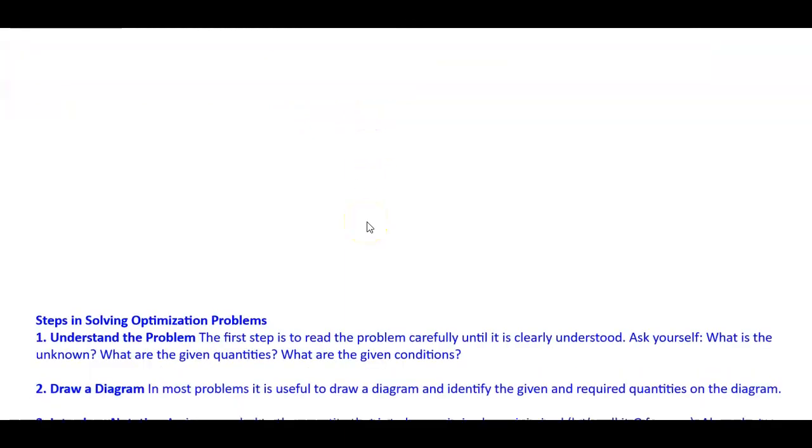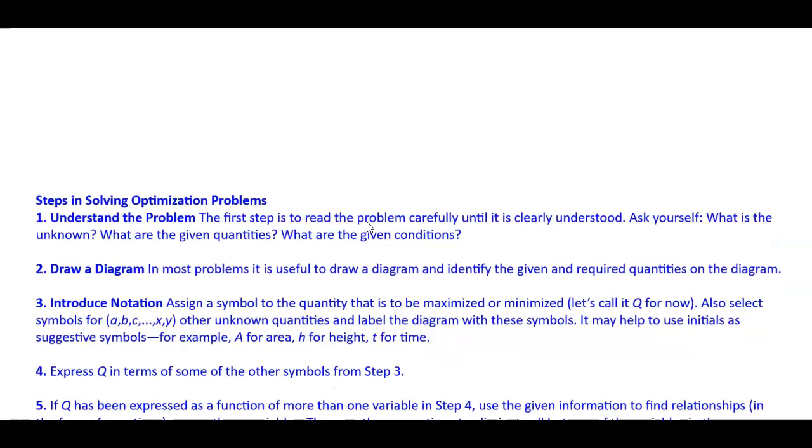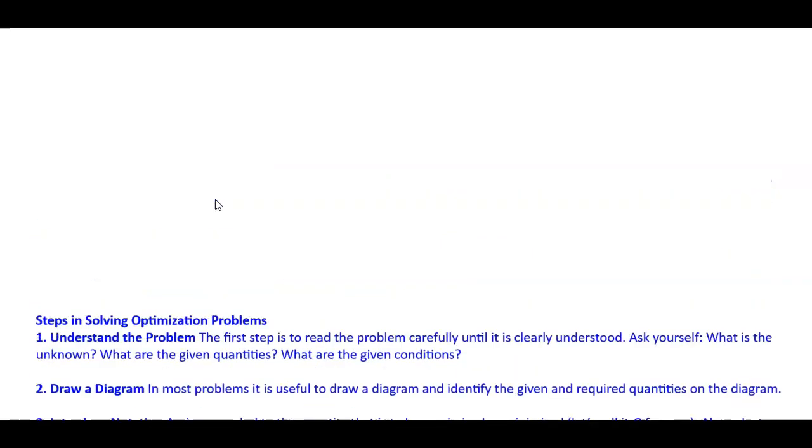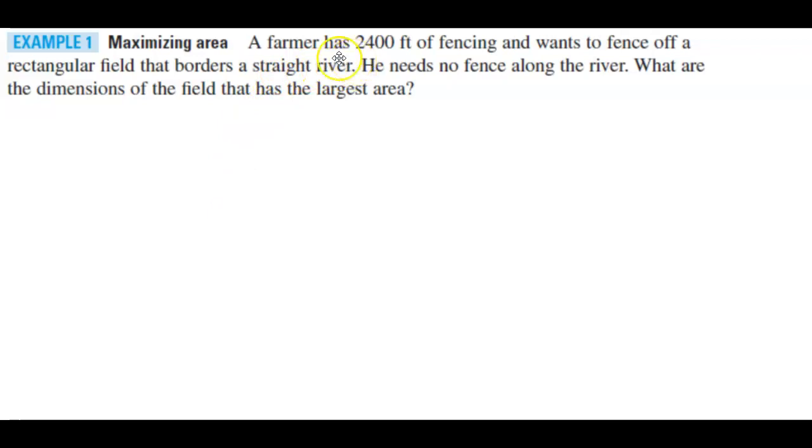Okay, so let's go back to the steps in solving optimization problems. We want to understand the problem. So we want to ask ourselves, what is the unknown? What are we looking for? What are the given quantities? Well, we know that the given quantity is that a farmer has 2,400 feet of fencing, right? And we know that it borders a straight river, but does not need a fence along the river. So that's what it's telling us, and it's asking us to find the dimensions of the field that has the largest area.